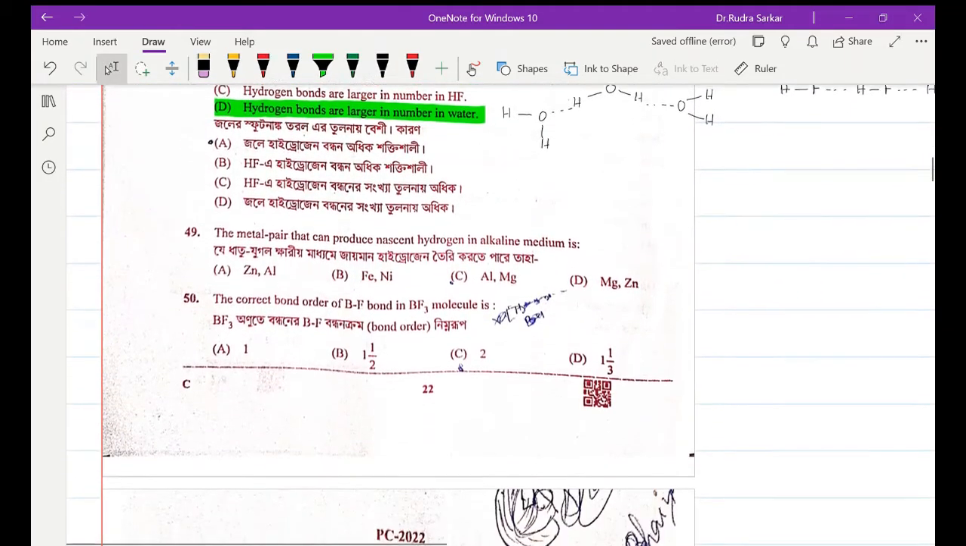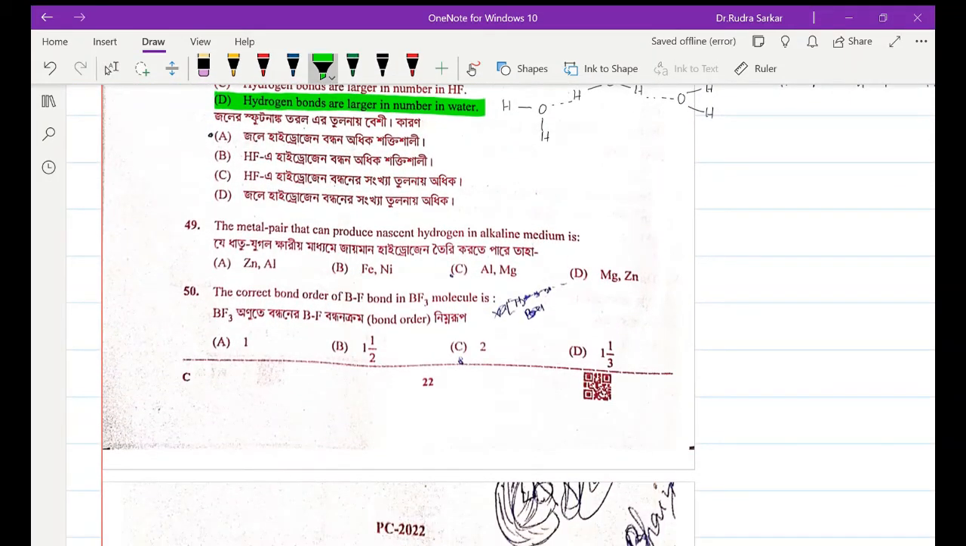The metal pair that can produce nascent hydrogen in alkaline medium, obviously zinc and aluminum. Okay. The ones that form amphoteric oxides, generally they can form the nascent hydrogen in both acidic and alkaline medium.